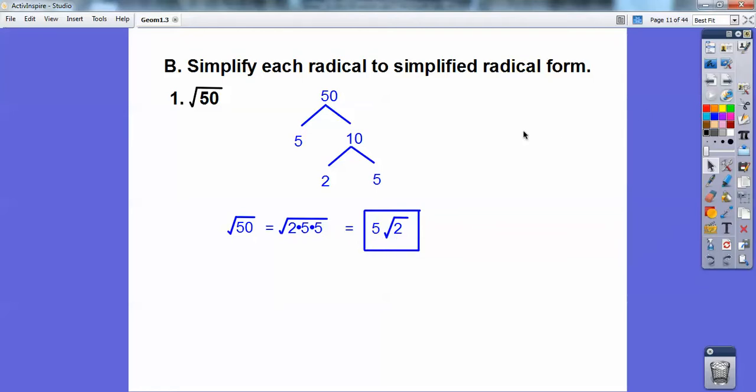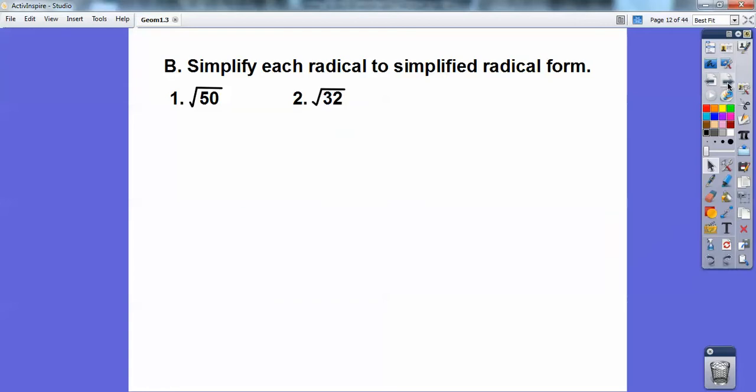There's other ways to do this. If you're good with your multiplication tables, I find that a lot of my kids aren't, so this is the best way to teach it. But if you are, then it's 25 times 2, and so you get 5 root 2. I don't like showing that shortcut because a lot of kids just aren't good with their multiplication tables. But if you are, terrific. There's a much faster way.